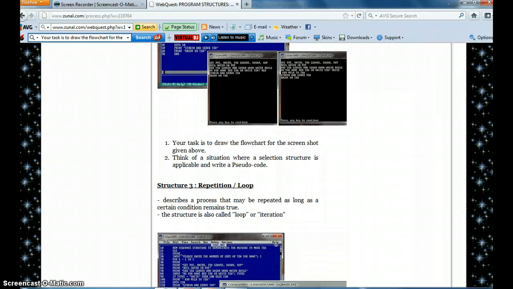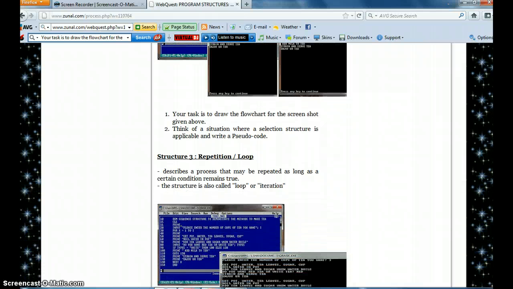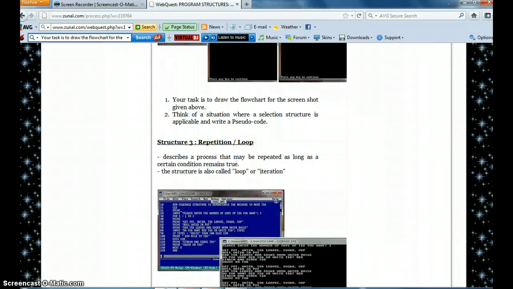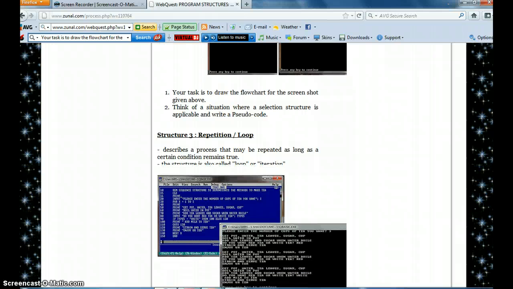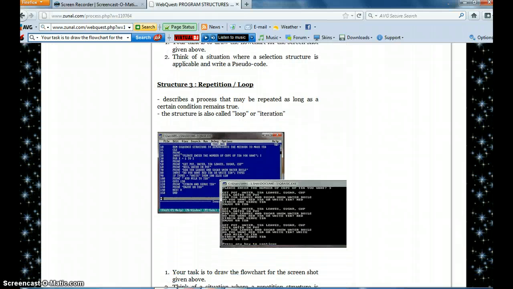Furthermore, they have to go on to structure 3, that is repetition or loop, where they have to do the same again. Loop structure is where something is repeated again and again, right? For example, if you want to print your name or your friend's name 10 times on the screen using a QBasic program, that will be a loop structure. They can identify any problem and write a pseudocode for the given problem.